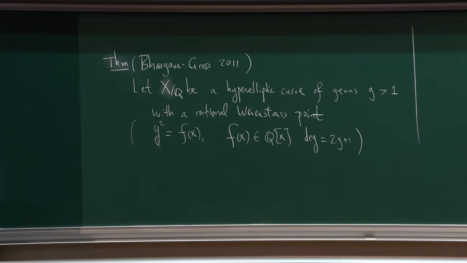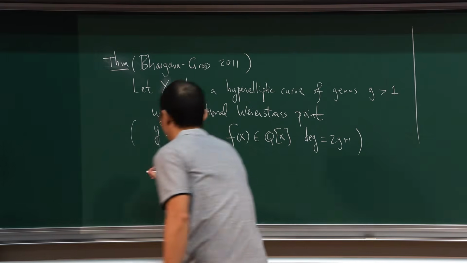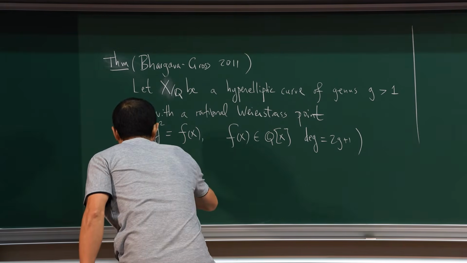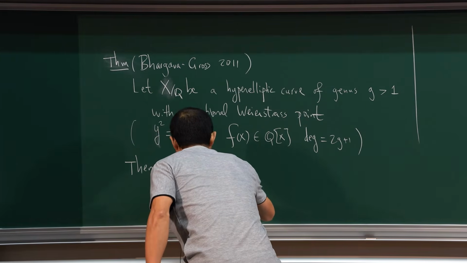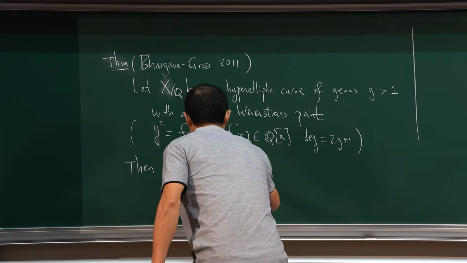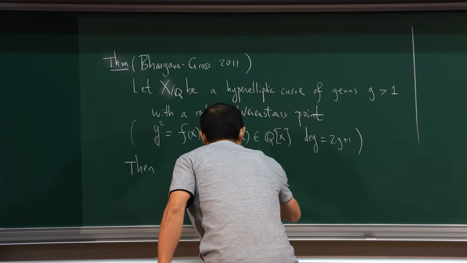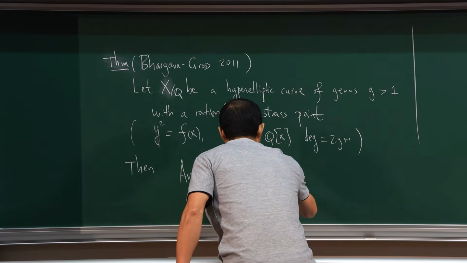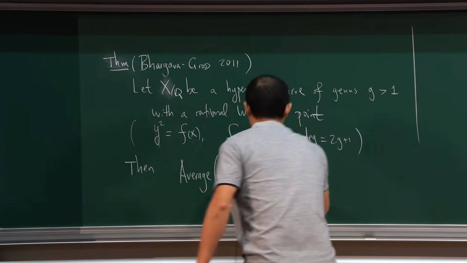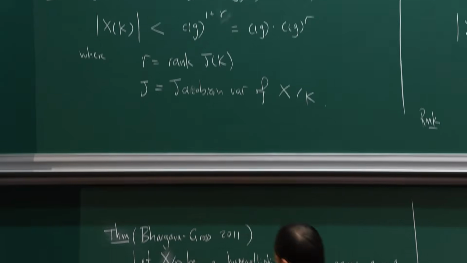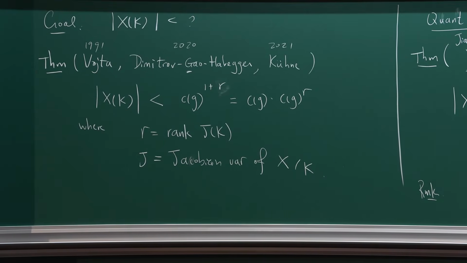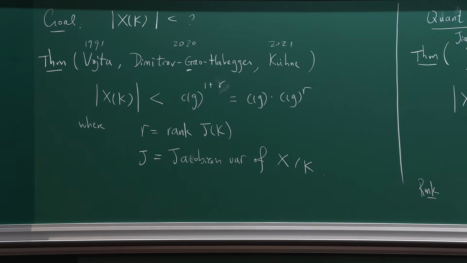And then the statement says the average of the 2-Selmer group of the Jacobian. So J always represents the Jacobian as in here. So the average of the 2-Selmer group of the Jacobian is equal to 3.